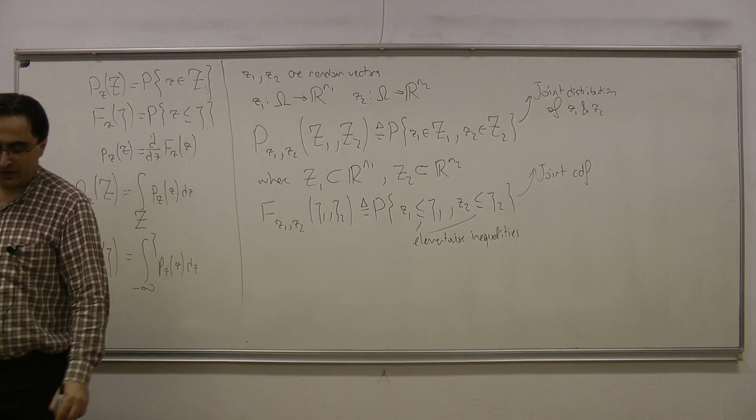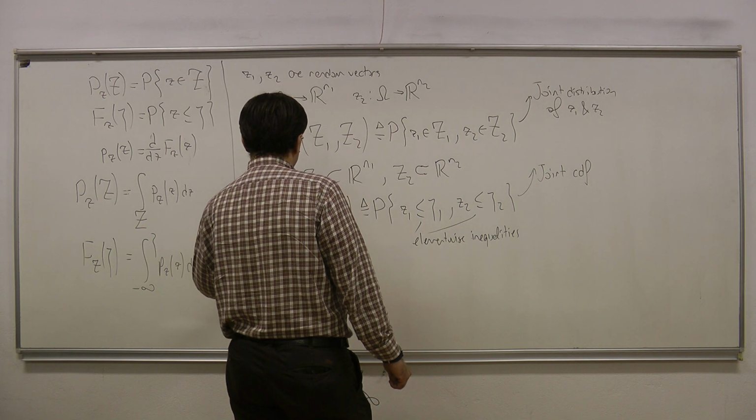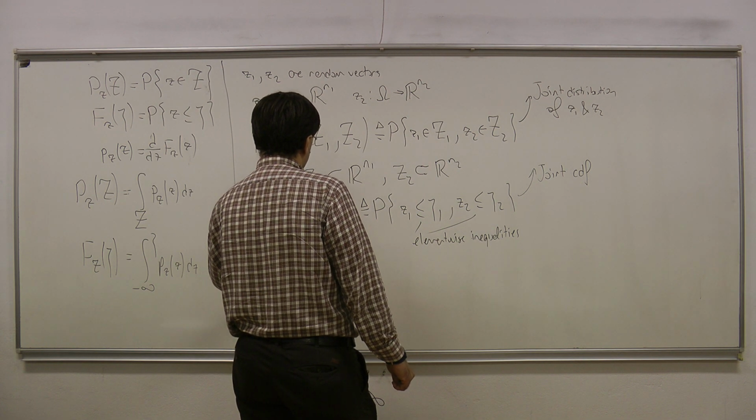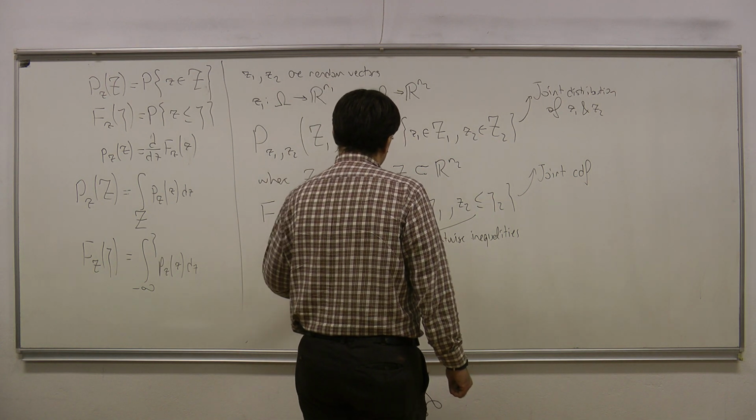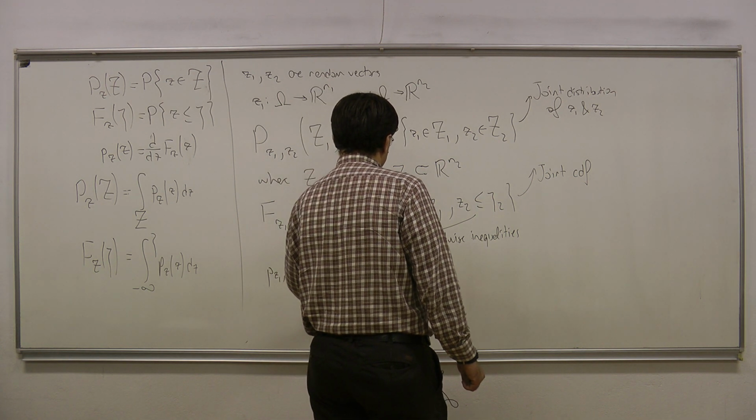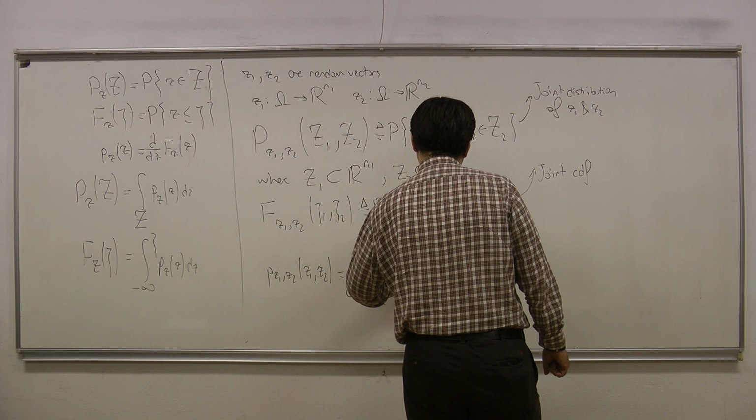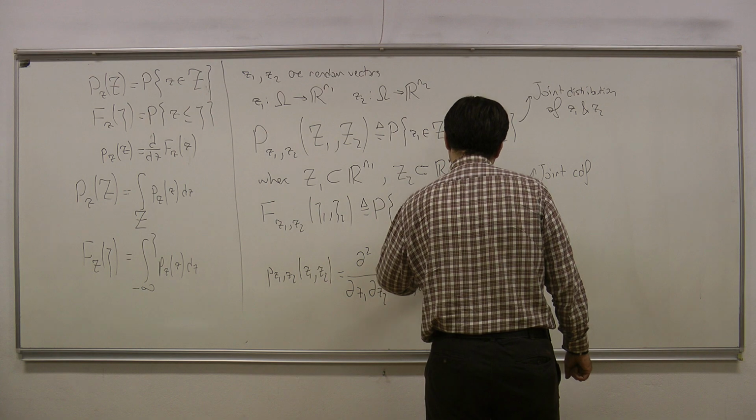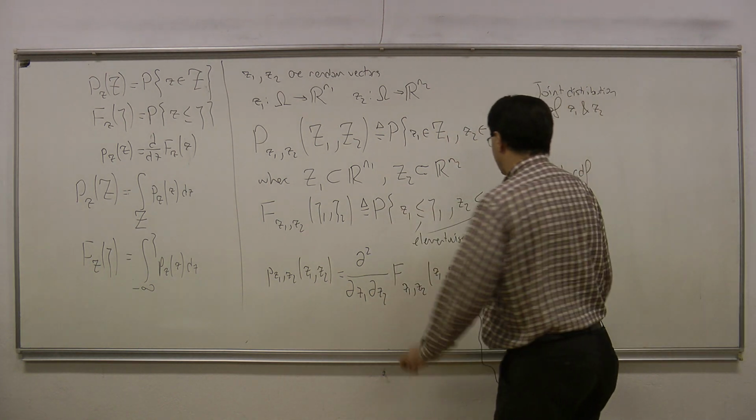And finally, we have the joint PDF, which is the most common. So Pz1,z2 of z1, z2 is equal to the derivative of the cumulative distribution function Fz1,z2 of z1, z2. Okay? So this is the joint PDF.